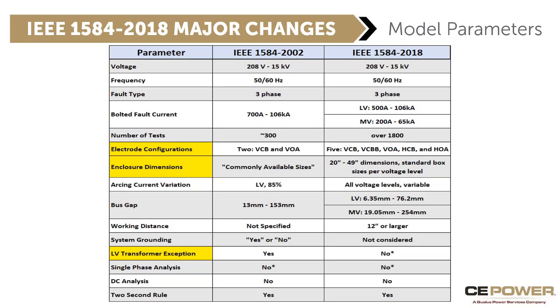Arcing current variation, we used to be 85% for low voltage systems. Now it's variable upon the voltage level. It turns out that it's still around 85% for those low voltage systems, but it's variable now, not a major change. Bus gap, they broadened that range, but most of the equipment that we consider has a bus gap that falls within both ranges. Working distance wasn't specified previously.